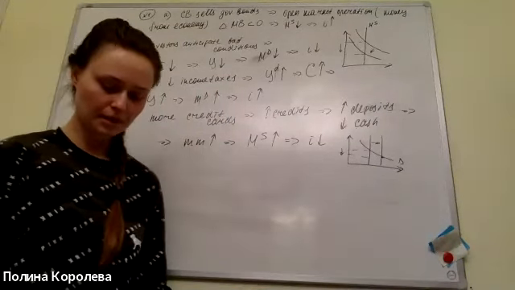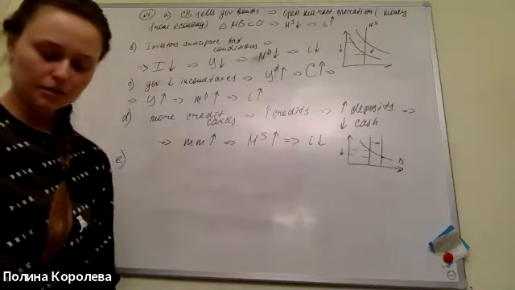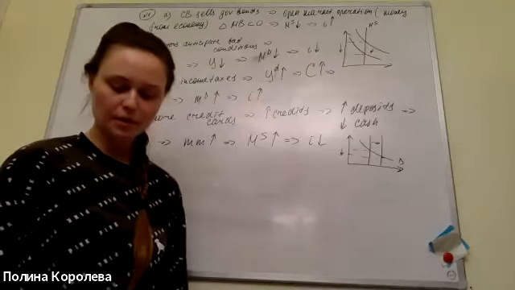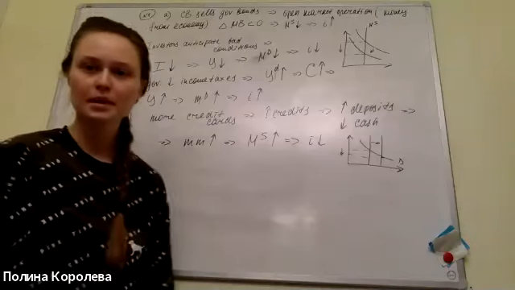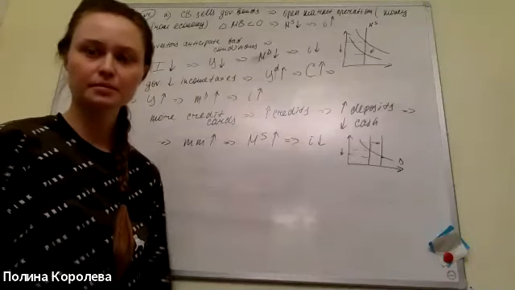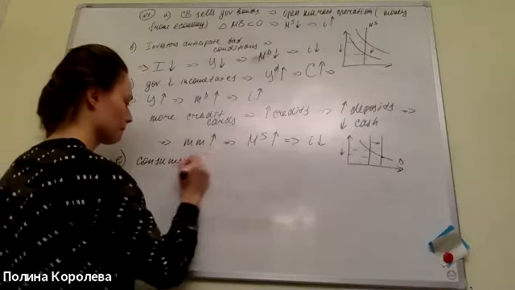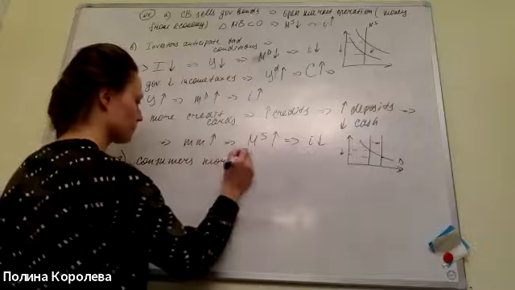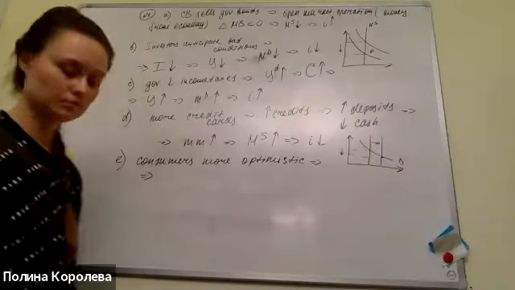Point E. Consumers become more optimistic about the future. Daniil, please. Well, I think that just increases the demand for money. Why? That's actually the opposite case as with investors, because people become optimistic and don't expect a crisis, then they naturally want to consume more. Yes, they will consume more. Exactly.